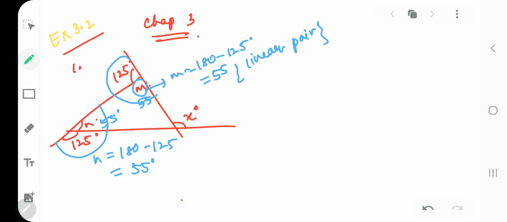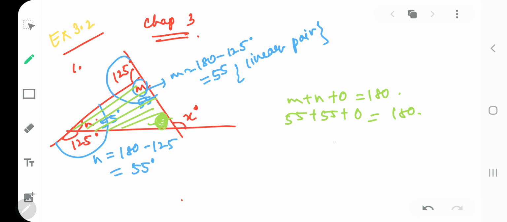My dear kids, do you know the angle sum property of a triangle? Yes. In this triangle, can we find the third angle? Yes. How? Suppose we say m plus n plus O, can we name this as O, is equal to 180. M you have 55, and you have 55, and O you do not know, is equal to 180. Angle O will be equal to 180 minus 110. Am I clear? So I got the value of O as 70.